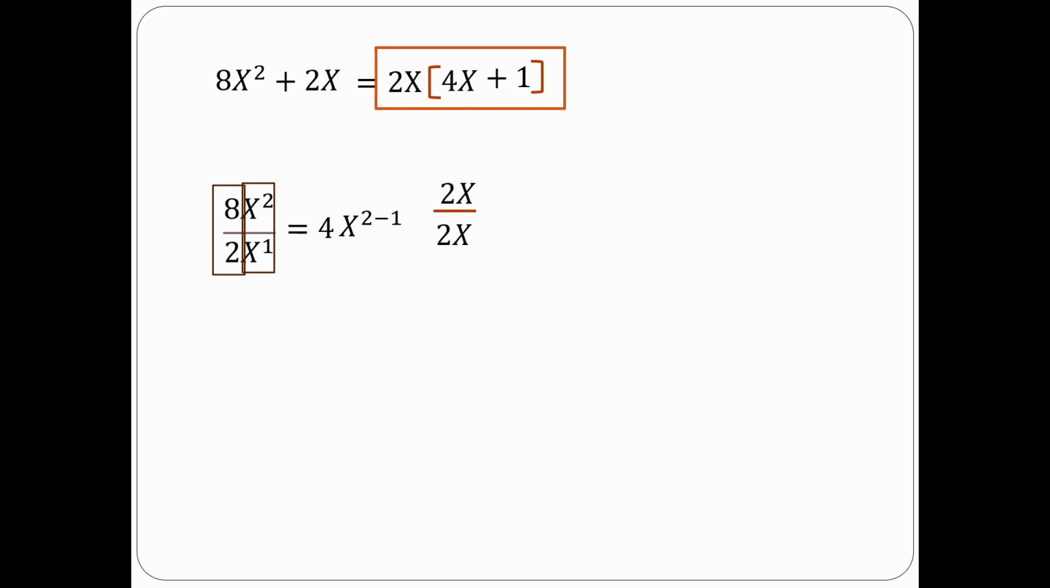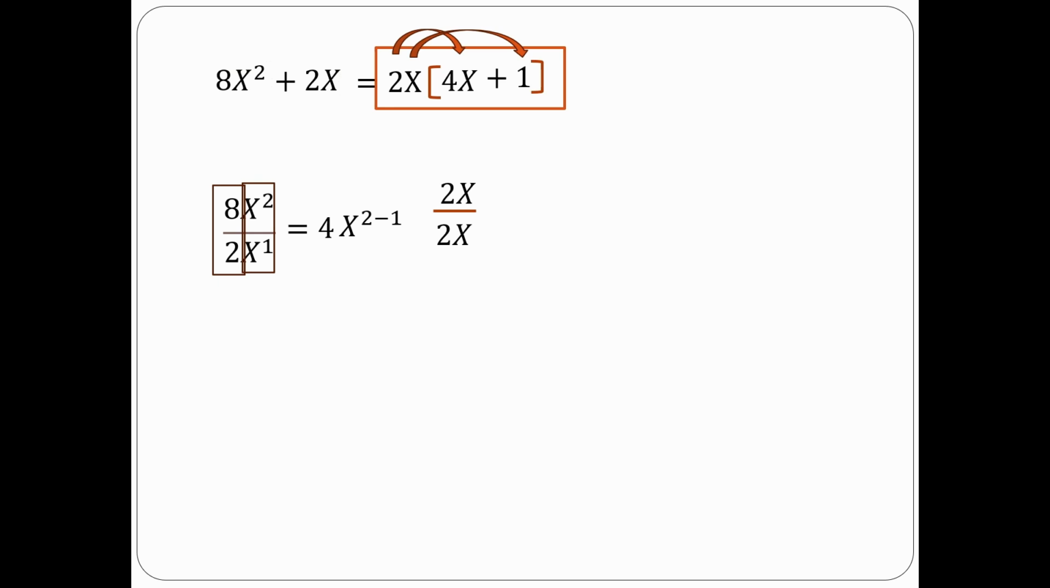And to check your work, to make sure that you have the right answer, you can multiply 2x times 4x, which will give you 8x squared. And 2x times 1 will give you 2x. So you know that it is correct.